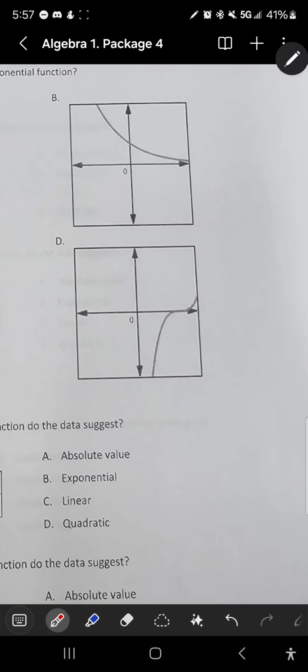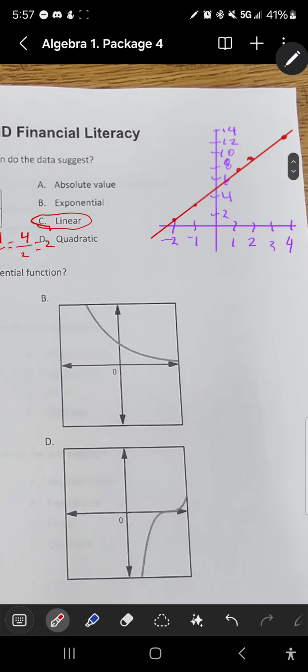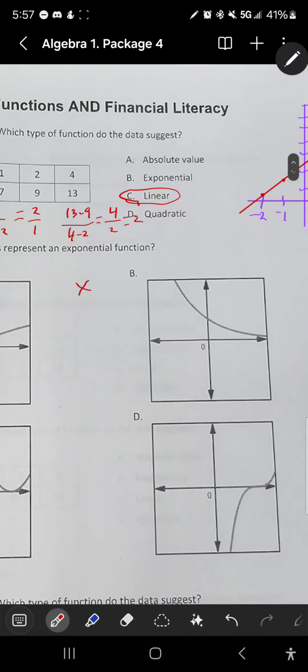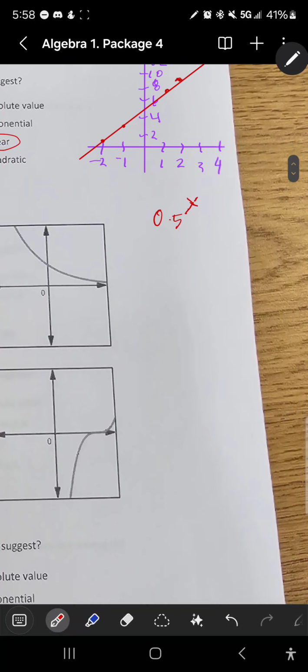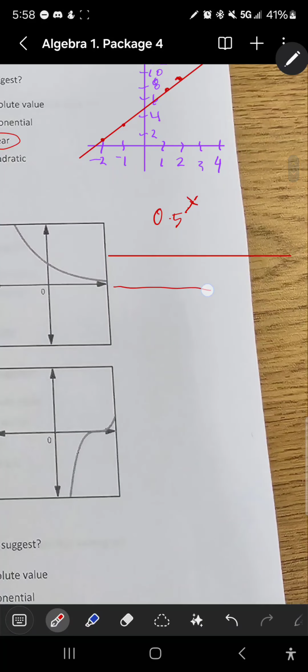Now, there are two types of exponential functions: the ones where a is greater than 1, and the ones where a is less than 1. When a is greater than 1, we're going to have this. When a is less than 1, we're going to have this. Can you prove it? Let's see. I'm going to say 0.5 to the x, with 0.5 being my a.